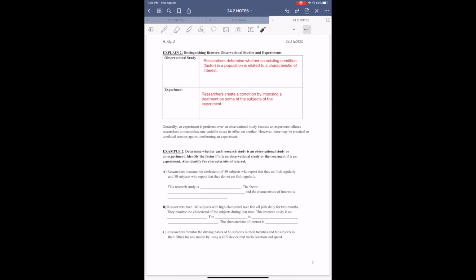So when you think about this, we're measuring the cholesterol of 50 subjects who eat fish regularly, and then we have 50 who do not eat fish regularly. In this case, because we are not controlling anything, this would simply be an observational study. The factor that we are looking at is whether people eat fish regularly, and the characteristic of interest in this case would be the cholesterol level. So does eating fish affect cholesterol or not?